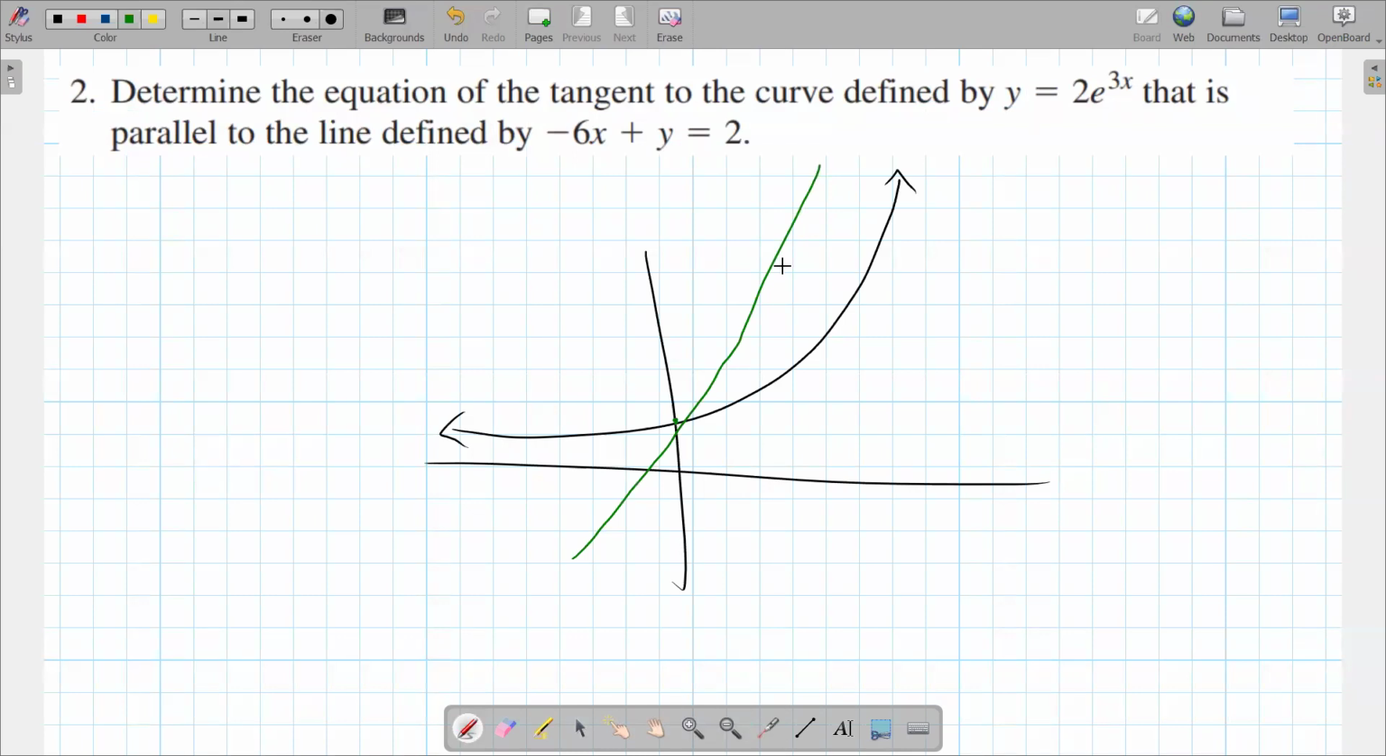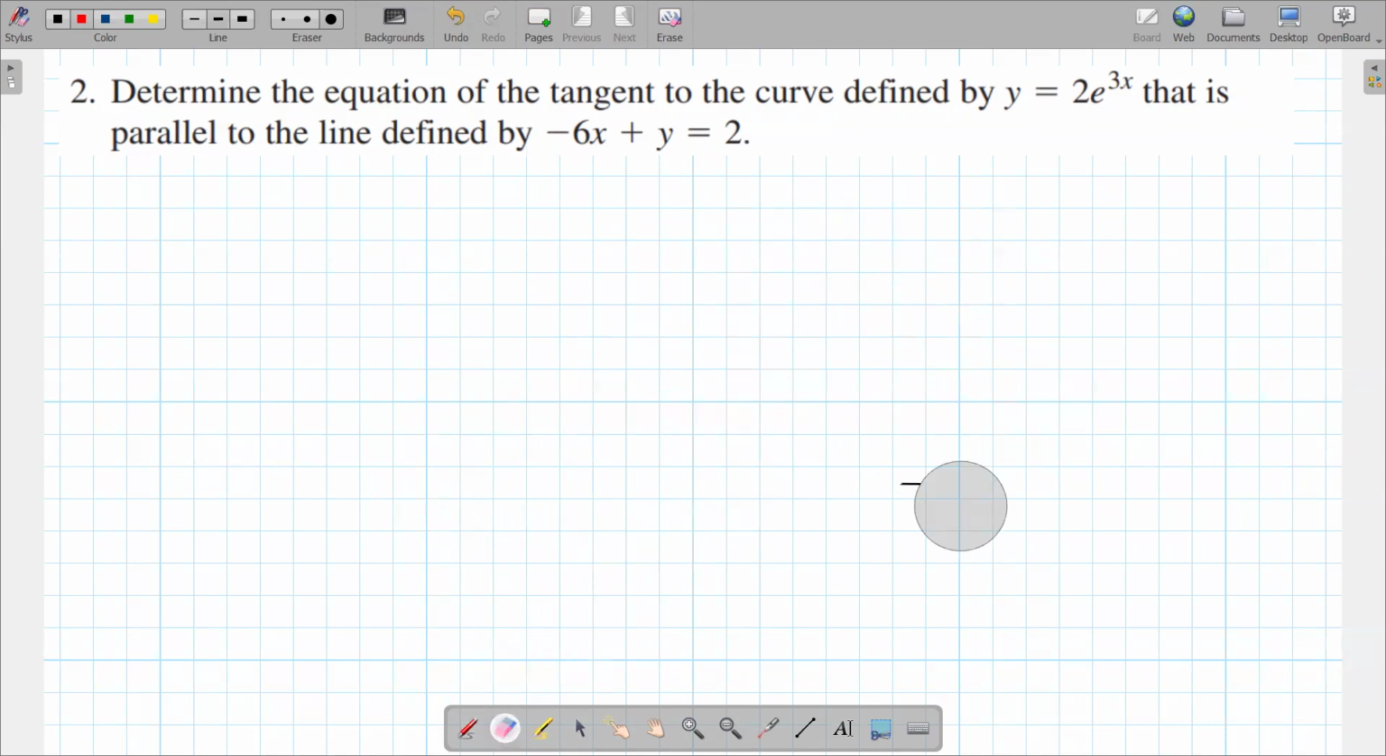So what's the question? We are trying to find the equation of the tangent line that is parallel to this green line. So there exists a tangent line somewhere on this black curve. There's an infinite number of tangent lines, but the one that we're interested in has to be parallel to this green line. So our final answer is going to be in this form, y equals mx plus b, right? I'll tell you this. M is already given in the question.